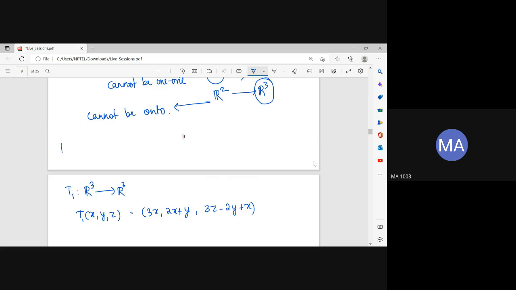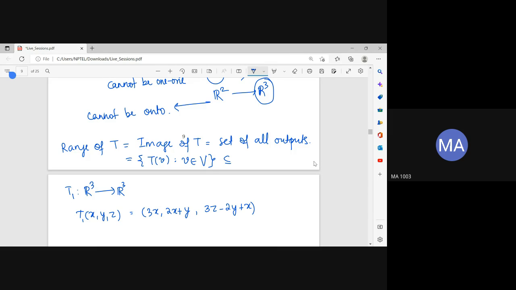Since you have mentioned range, I will write down what is the range of a linear transformation. What is the image of a linear transformation? It is the set of all output values, the set of all T of V, where V belongs to the domain. Agree? Yes, the set of all outputs.